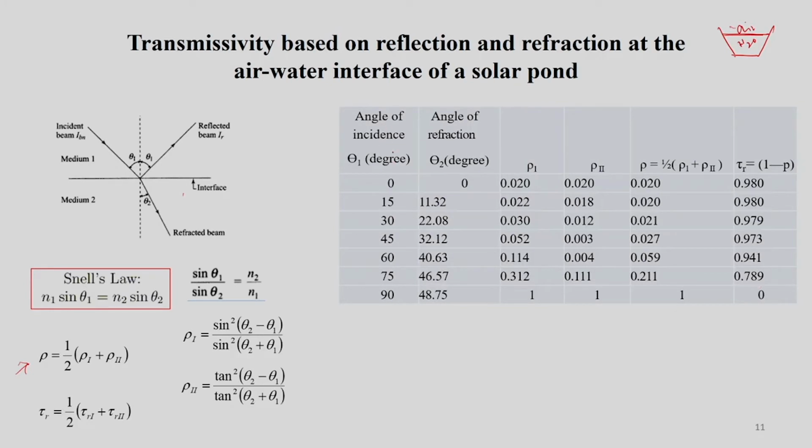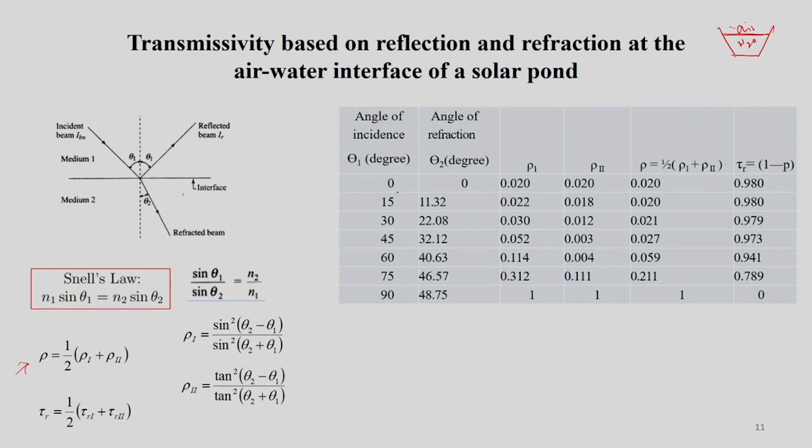Now here people have done a lot of research and they have found these kinds of observations. By varying the angle of incidence from 0 to 70, theta 2 can be calculated because n2 by n1 is known, that is 1.33. If we do this, this kind of data can be generated, and we can get the values of tau r at different incidence angles.